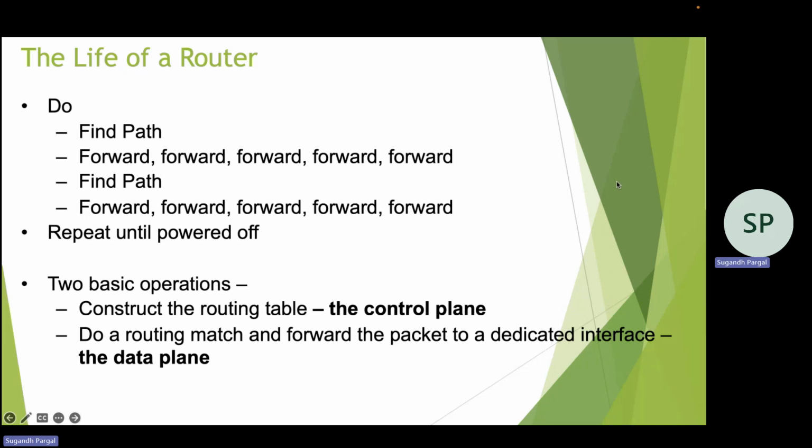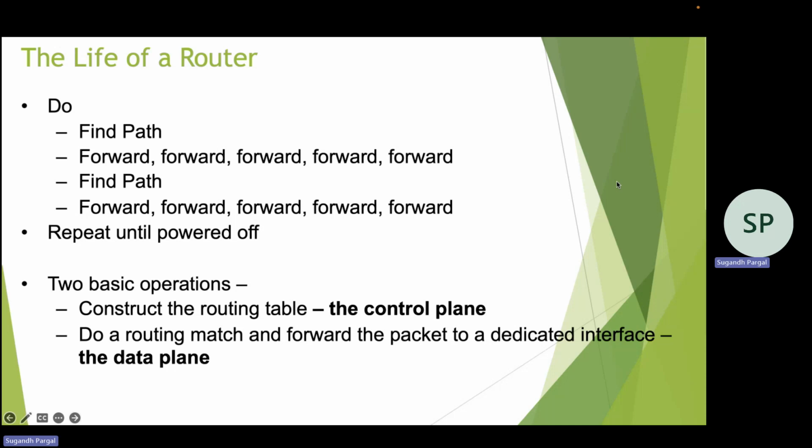One is to construct the routing table. That means the router should have the information about the right routing table, that is, the source address, destination address, source port, and destination port, etc., and what is the data that needs to be transmitted. So constructing the routing table is one of the operations of a router, and this is known as the control plane, which constructs the routing table.